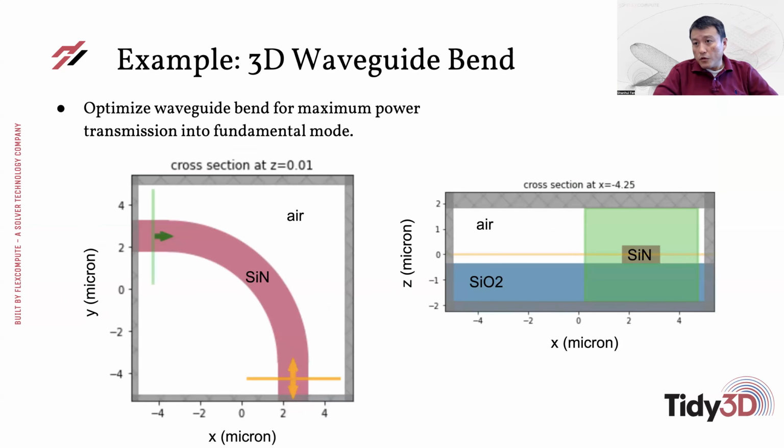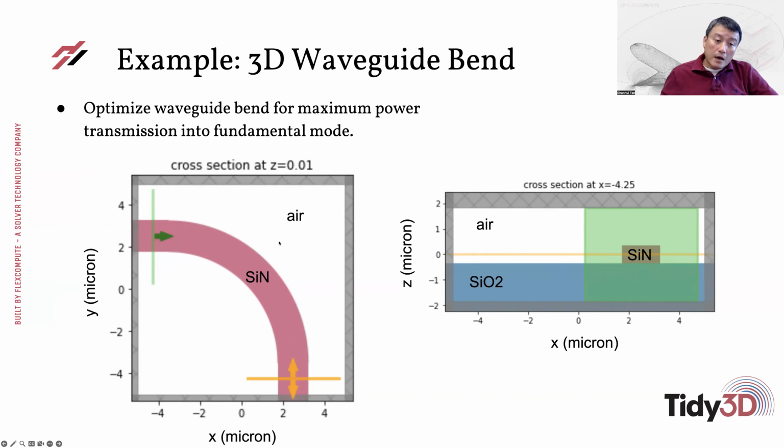So let me give you an example of the optimization process. In this case, we consider a waveguide bend. This is the waveguide geometry, the cross-section view of the waveguide. This consists of a silicon nitride region sitting on top of a silicon dioxide substrate. And then outside the nitride region, there's also an air region. So this nitride waveguide sits at the interface between air and silica.